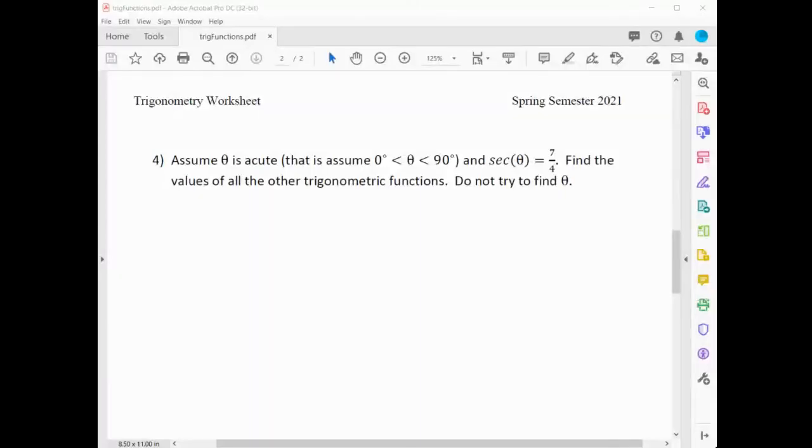All right. So again, as I said, what I sent you by email had a typo in it. We have secant of theta. So we have theta, an angle. By assumption, it's acute. And not only that, secant of theta is 7/4 by assumption. We want to get all the other trig functions.